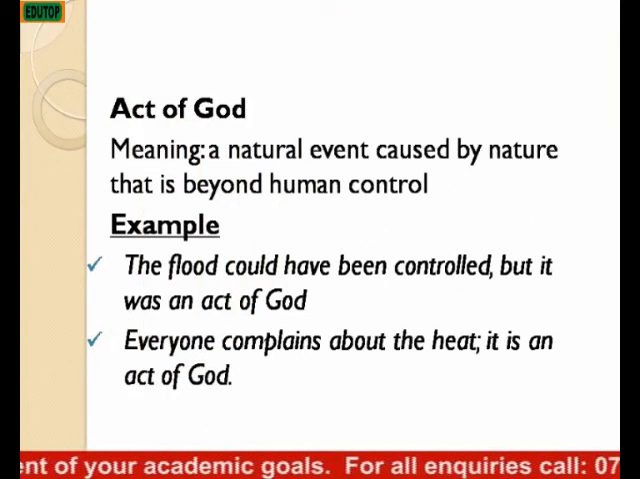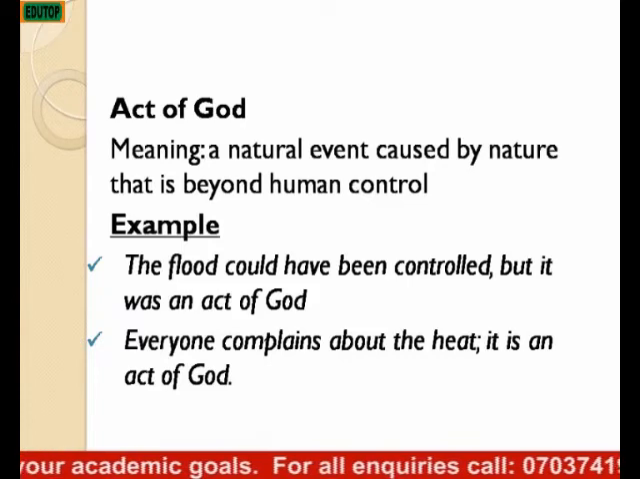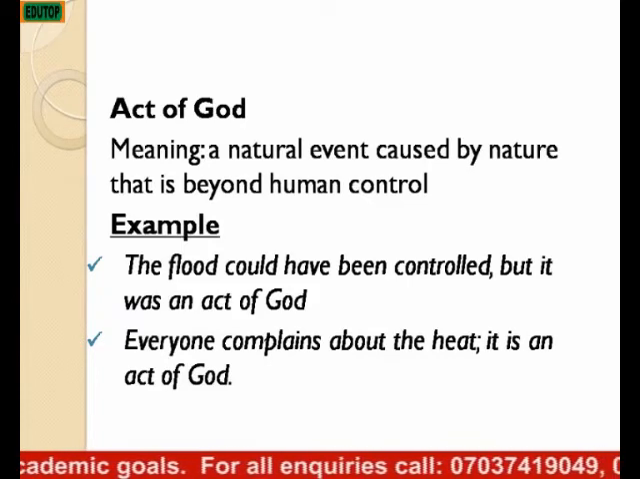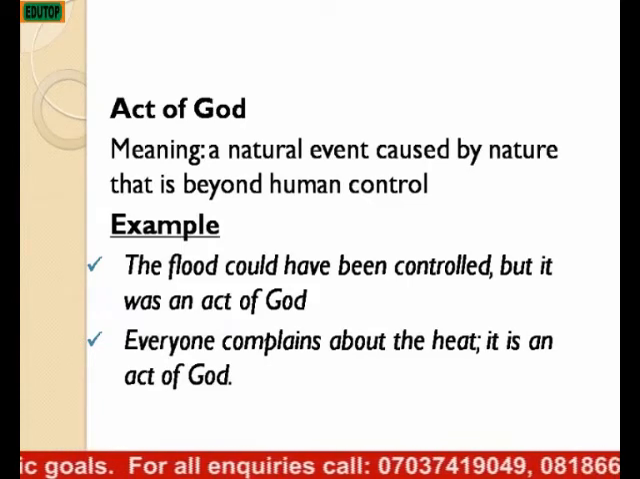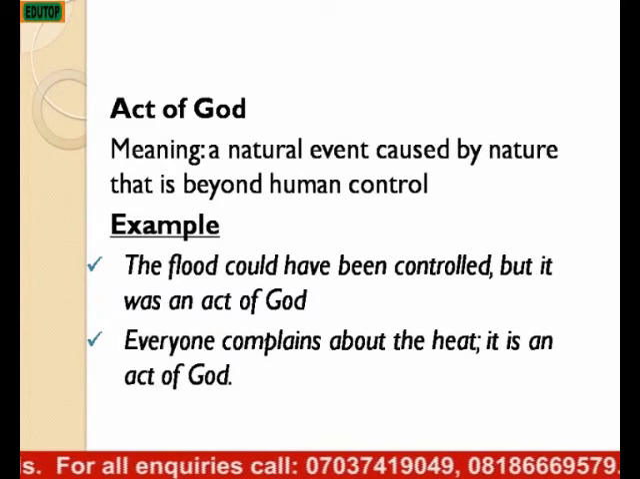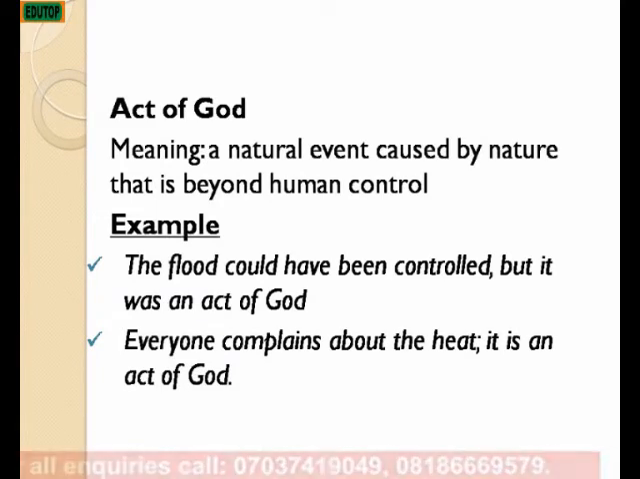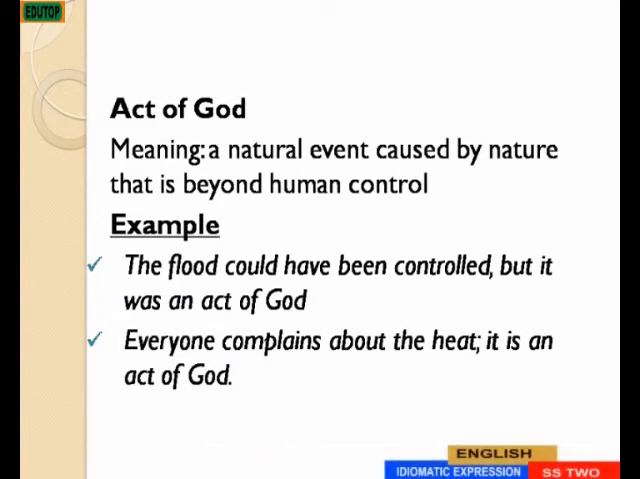Act of God as an idiomatic expression implies a natural event caused by nature that is beyond human control. Examples: the flood could have been controlled, but it was an act of God. That is, the flood was a natural disaster.